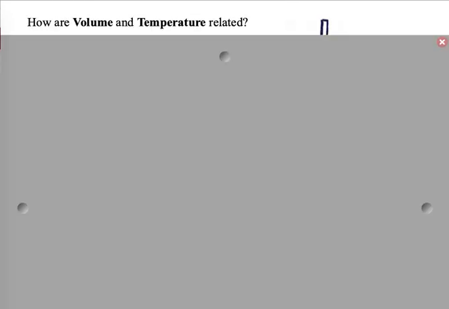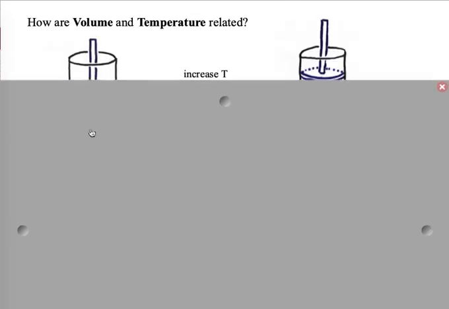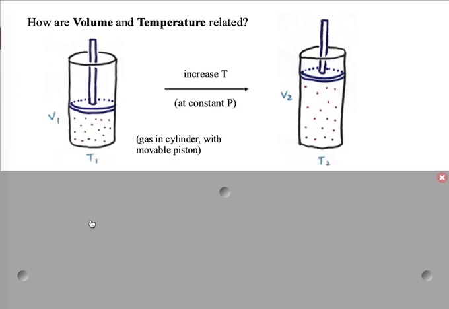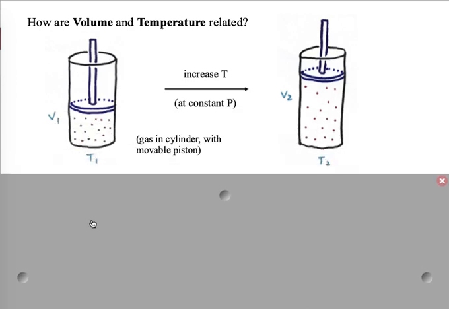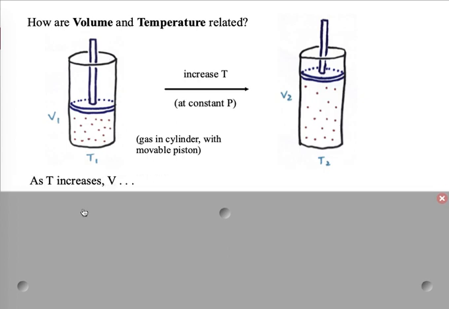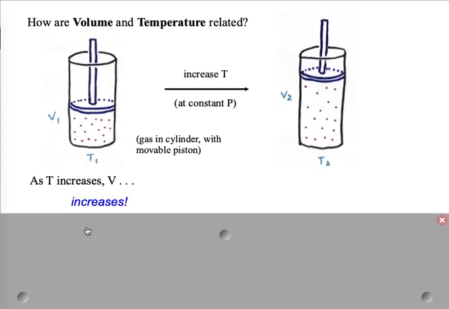Let's move on. Next question, how are volume and temperature related to each other? Well, let's do an experiment in which we have a gas in a cylinder with a movable piston. This is on the left, and we're going to let the piston move up and down freely because the pressure is constant. It occupies a certain volume, V1, at a certain temperature, T1. If we increase the temperature at constant pressure, what's going to happen to the volume? Well, as you would predict and as you will see, as the temperature increases, the volume increases as well.